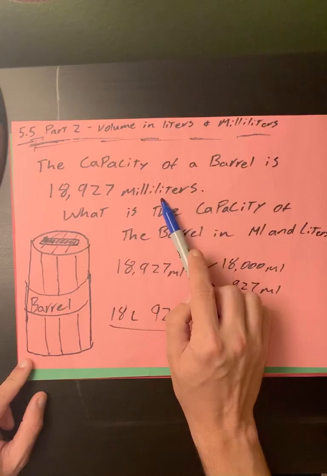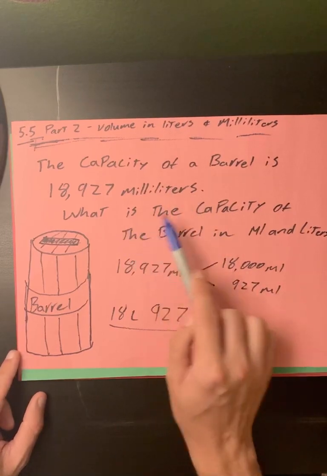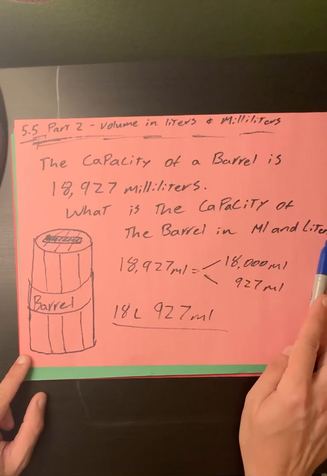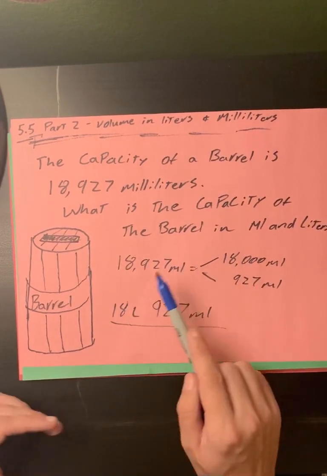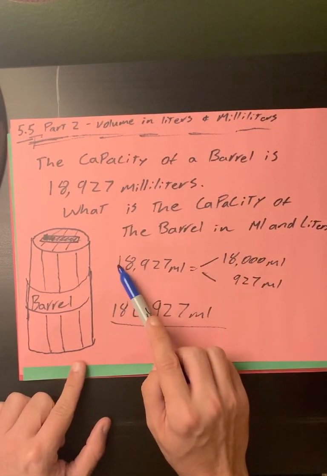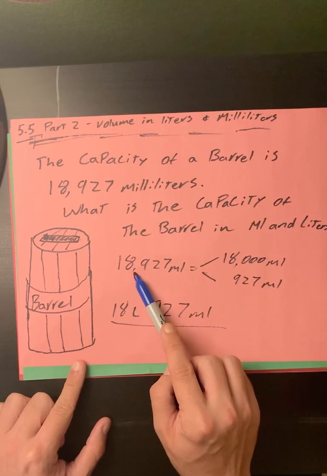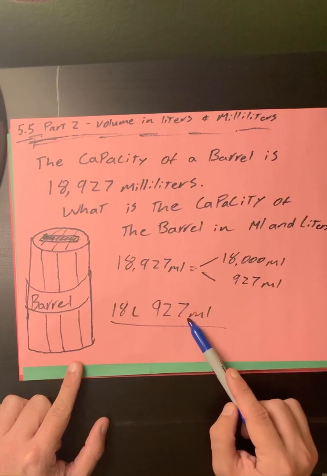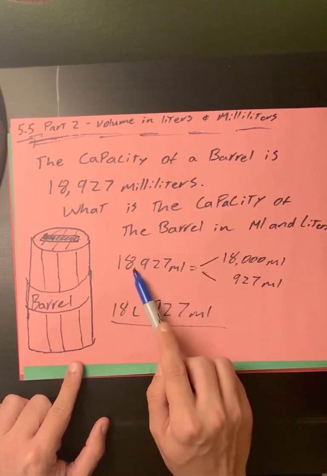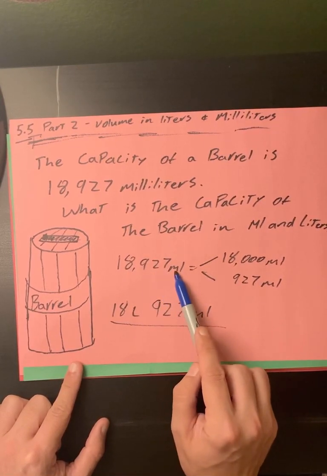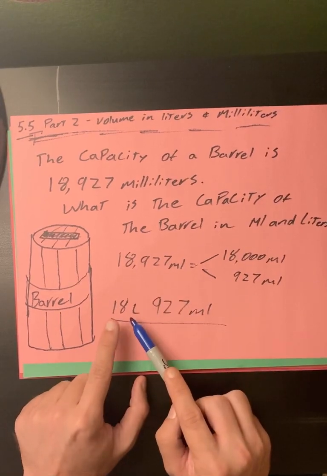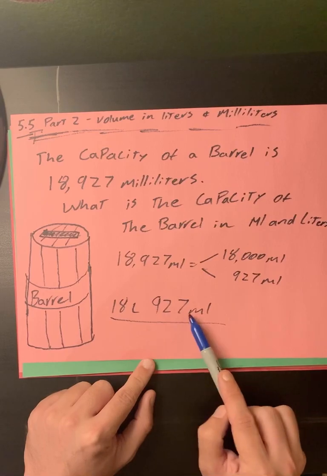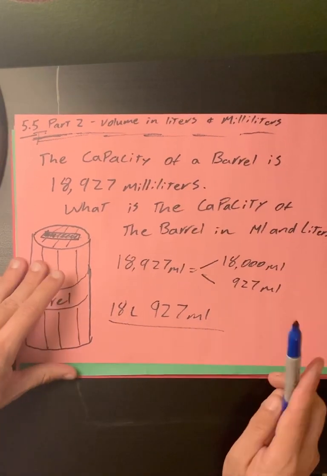Okay. For our next example, we have the capacity of a barrel is 18,927 milliliters. What is the capacity of the barrel in milliliters and liters? Well, reverse thinking here, knowing that my thousands place is my liters, my hundreds, tens, and ones are my milliliters, I know that 18,927 milliliters is 18 liters and 927 milliliters.